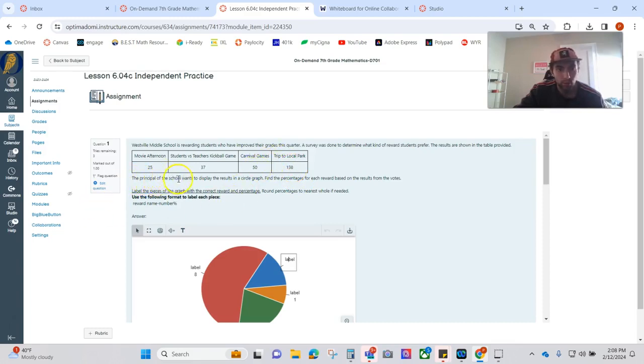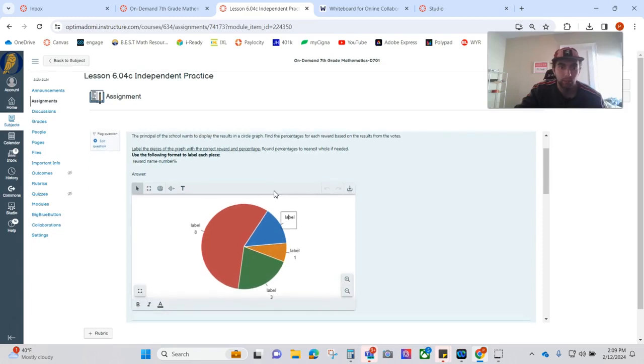The principal of the school wants to display the results in a circle graph. Find the percentages for each reward based on the results from the votes. Round percentages to the nearest whole if needed. Label pieces of the graph with the correct reward percentage, rounding the percent to the nearest whole. Use the following format: reward name, hyphen, number percent.